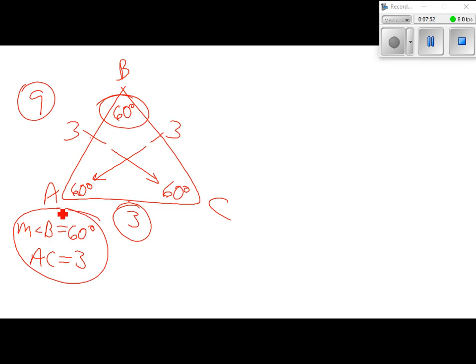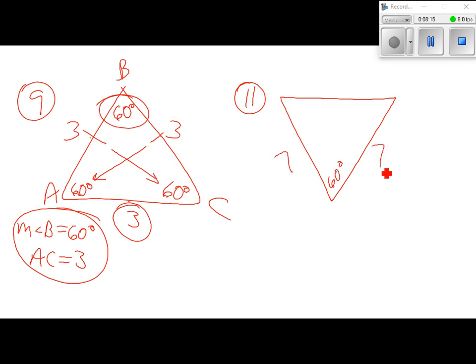Next question. 11. It's the same problem. Pretty much, they just flipped it. So if these two are congruent, what do we know about the angles across from them? They've got to be congruent. If this one's 60, then there's 120 left over for those two. So how much is each one of those? 60, 60. And if that's the case, how long is this side?